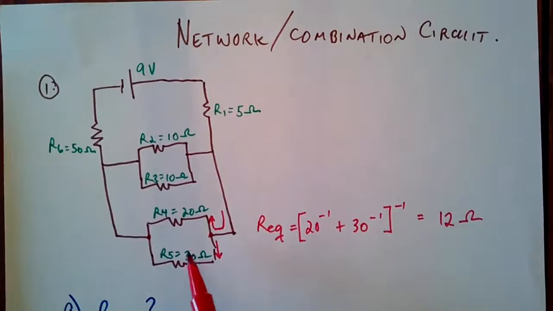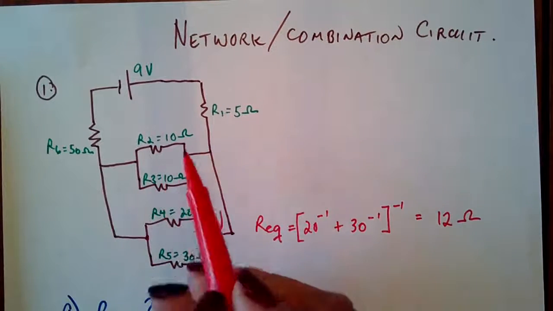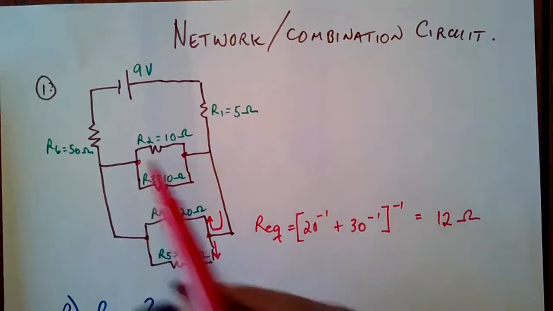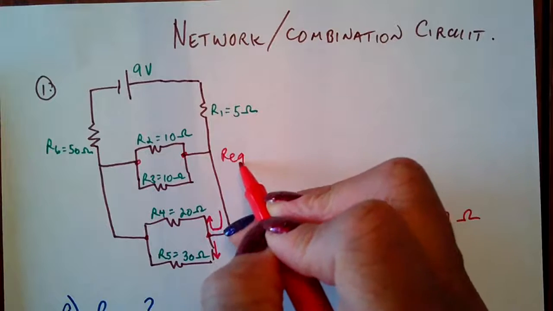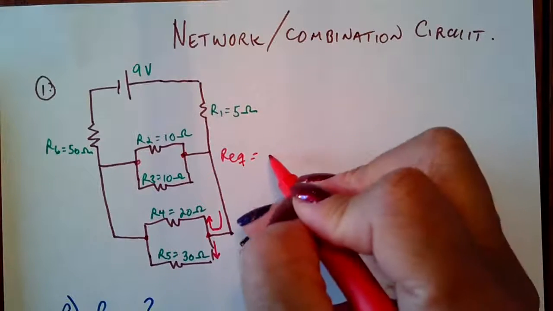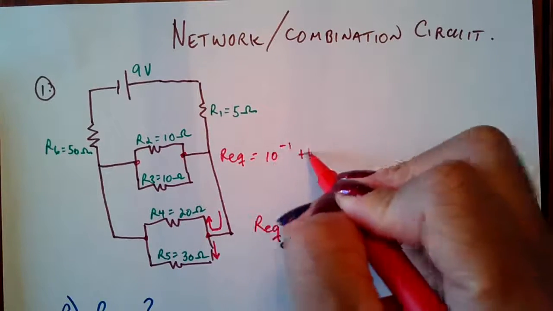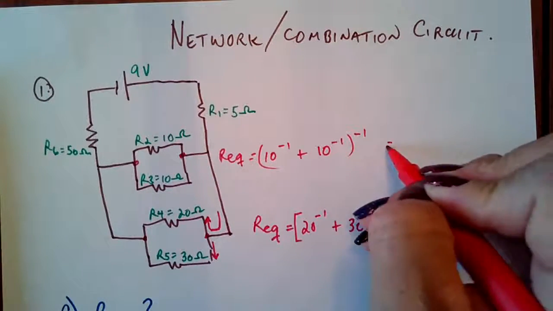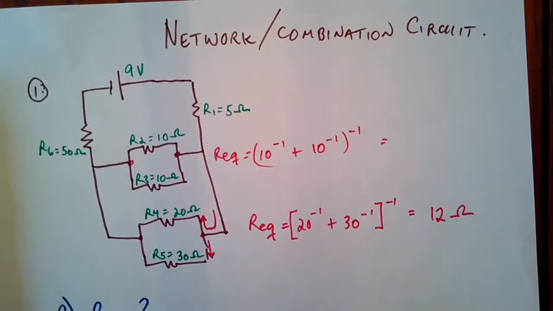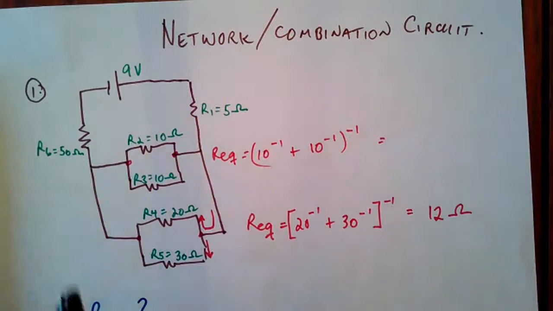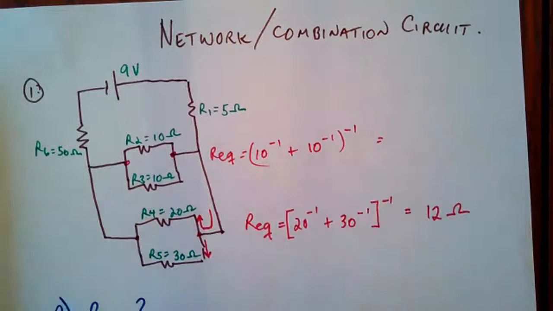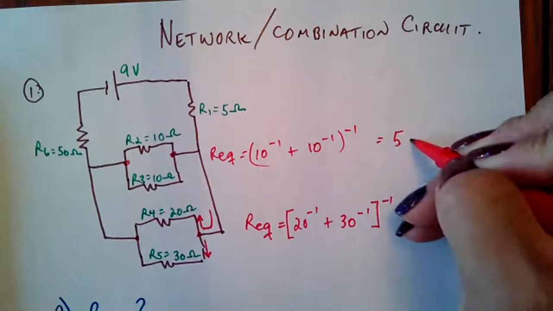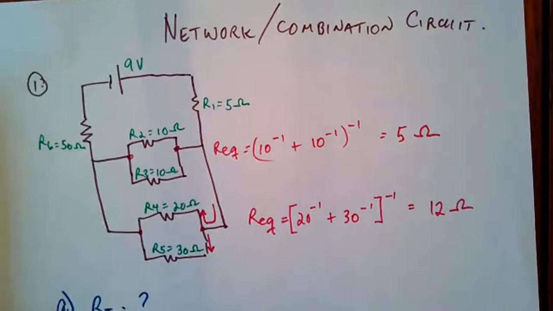And then I'm going to take a look at these two. These are again parallel with each other. So I'm going to take the equivalent resistance of those two parallel resistors. So 10^-1 plus 10^-1 and inverse that. And we get 10^-1 plus 10^-1. Inverse that one more time and you have 5 ohms of equivalent resistance.